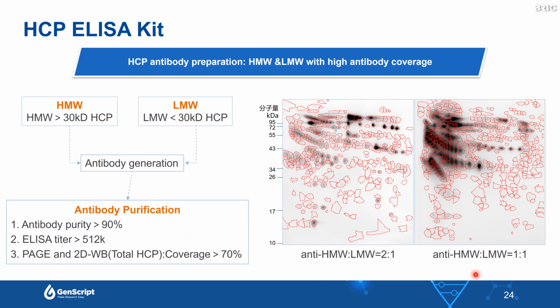This is an example of 2D Western blotting of the HCP with different ratios of the high molecular weight and low molecular weight antibody. We can observe that a 1:1 ratio of high molecular weight and low molecular weight antibody has better coverage.